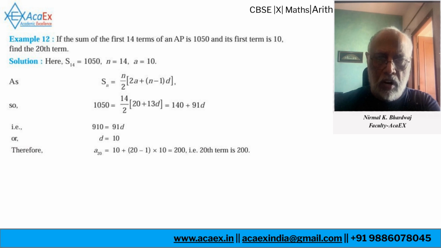Example 12. Find the 20th term. If the sum of the first 14 terms of an arithmetic progression is 1050 and its first term is 10, what is the 20th term? First, we use the sum formula with the given information to find the common difference, d. The calculation gives d equals 10. Now that we know d, we can find the 20th term using the nth term formula. The 20th term is 10 plus (20 minus 1) times 10, which equals 200.